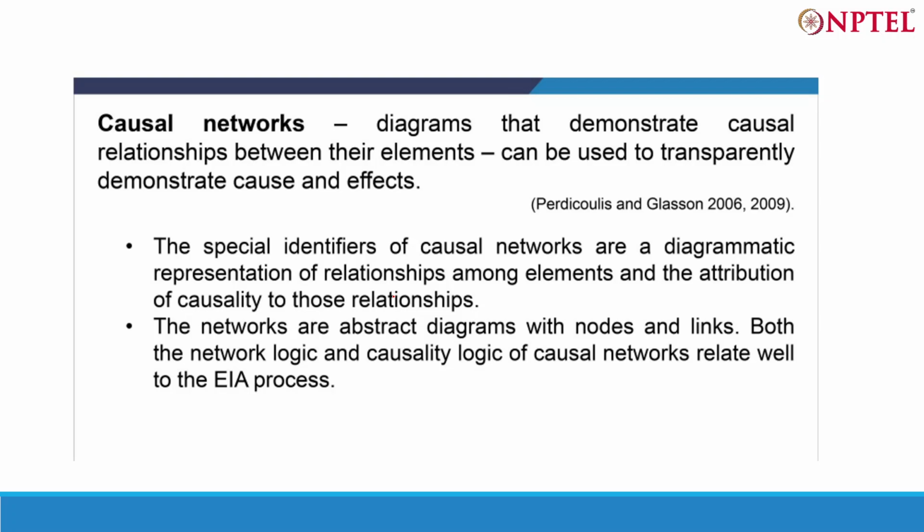The special identifiers of causal networks are the diagrammatic representation of relationships among the elements and their attribution of quality to those relationships. The networks are abstract diagrams with nodes and links. Both the network logic and the causality logic of the networks relate well to the EIA process.